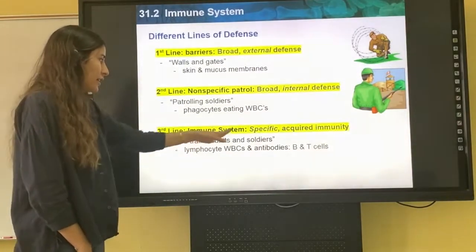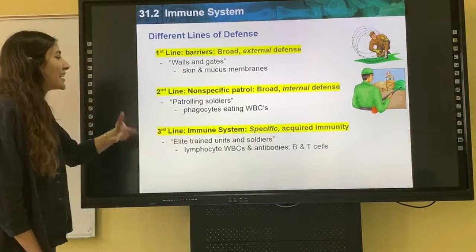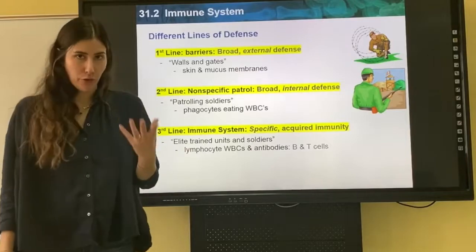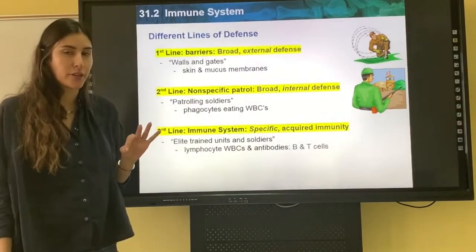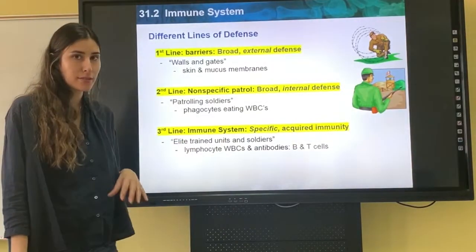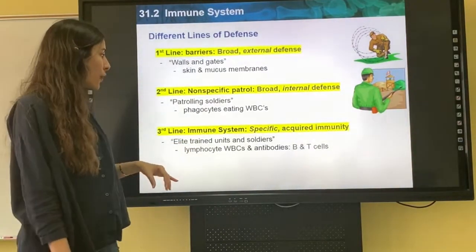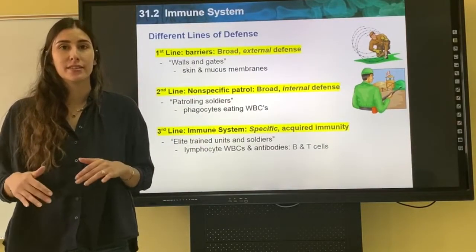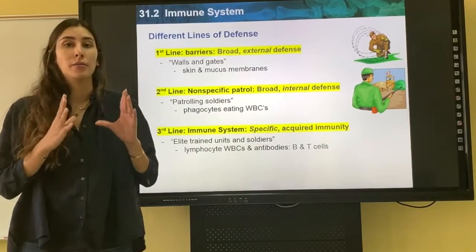So the analogy I give here is that they're like the elite units and soldiers, just like I explained. And if we had to talk about the specific structures that are involved in the third line of defense, it's the lymphocyte white blood cells. There are specific kinds of white blood cells, as well as antibodies, known as B and T cells, which we will talk about in more detail next.